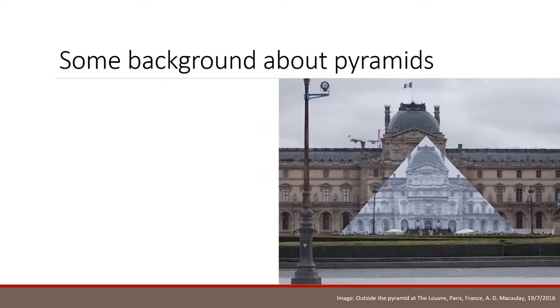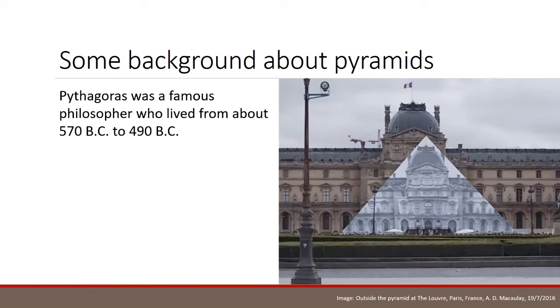Just some background about pyramids. Here you see the square pyramid in front of the Louvre, and it's covered over by a black and white photo of the Louvre. Now, Pythagoras was a famous philosopher and mathematician who lived from about 570 BC to about 490 BC, which is about the time that the Persian Empire had conquered the Babylonian Empire and Daniel had been captured and was exiled with other Jews in Babylon.